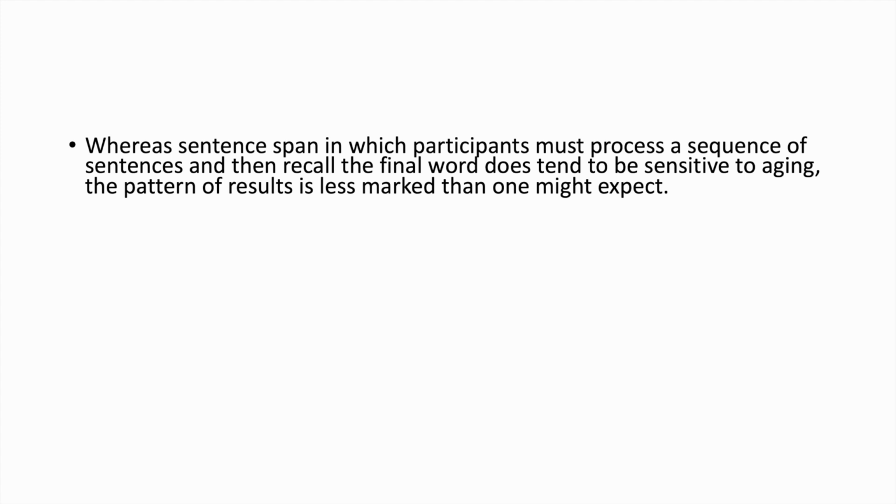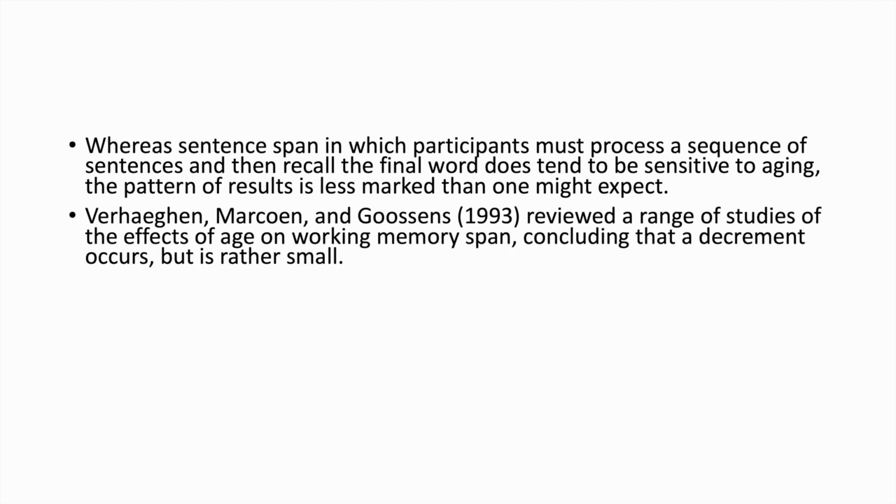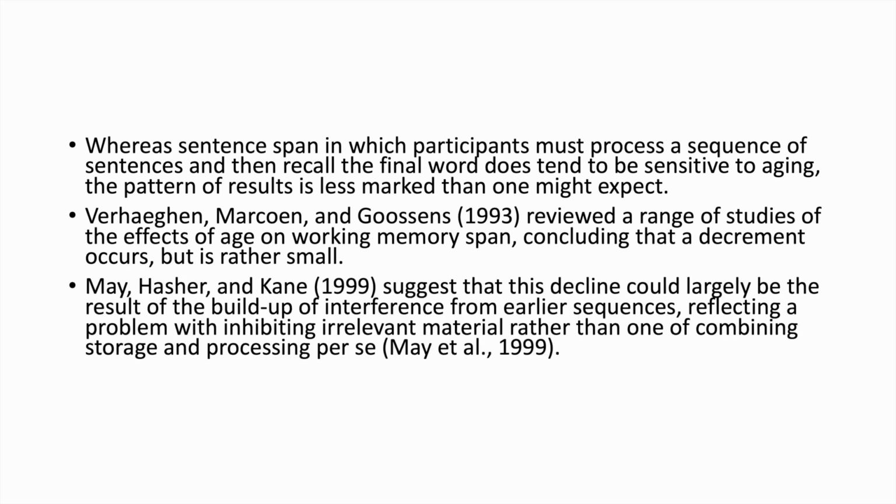Whereas sentence span, in which participants must process a sequence of sentences and then recall the final word, does tend to be sensitive to aging, the pattern of results is less marked than one might expect. So, three researchers review the range of studies of the effects of age on working memory, concluding that a decrement occurs but is rather small. And three other researchers suggest that this decline could largely be the result of the buildup of interference from earlier sequences, reflecting a problem with inhibiting irrelevant material rather than one of combining storage and processing per se.